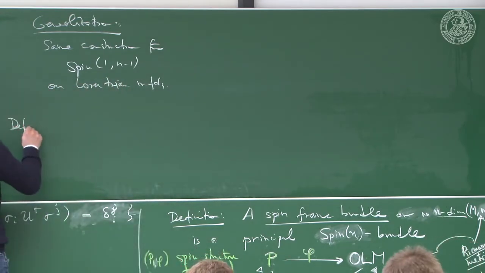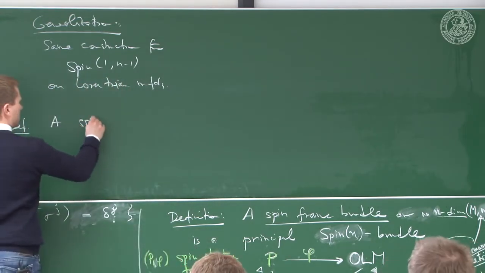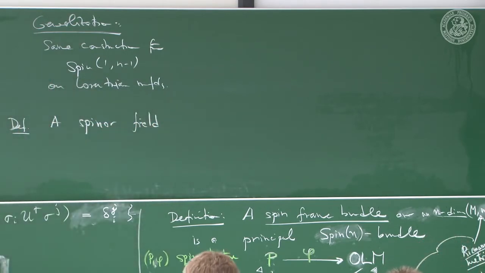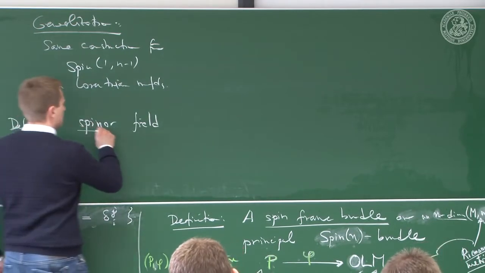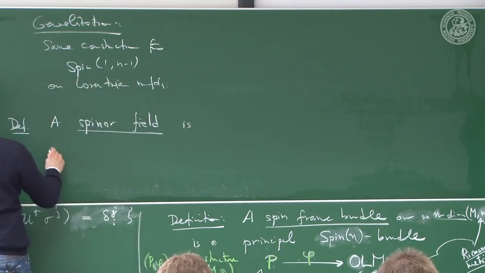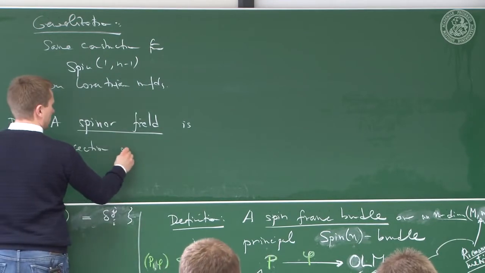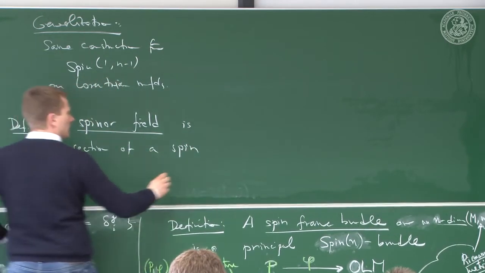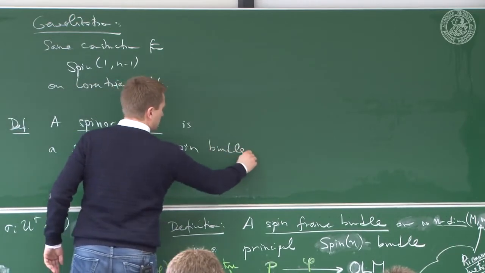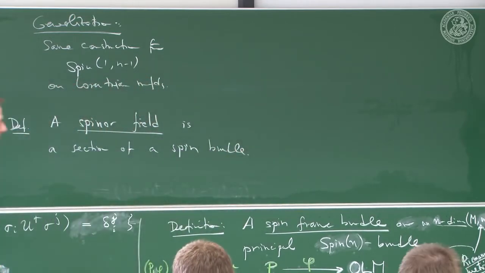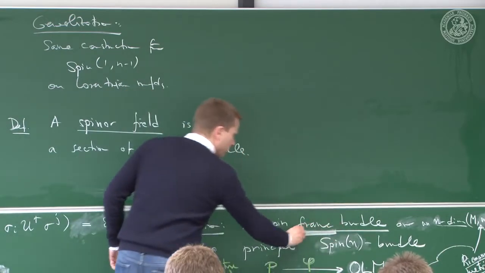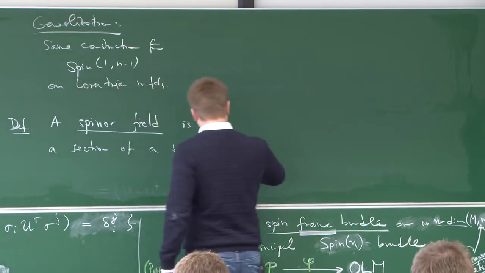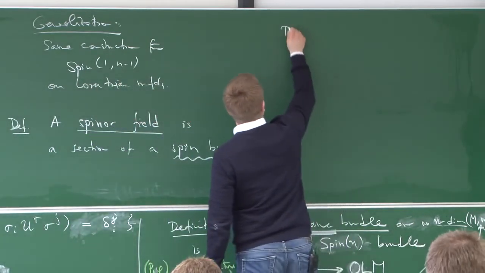Definition: a spinor field, right? A spinor field is a section of a spin bundle. Not of a spin frame bundle. This is a spin frame bundle, and now of a spin bundle. So I should tell you what a spin bundle is.